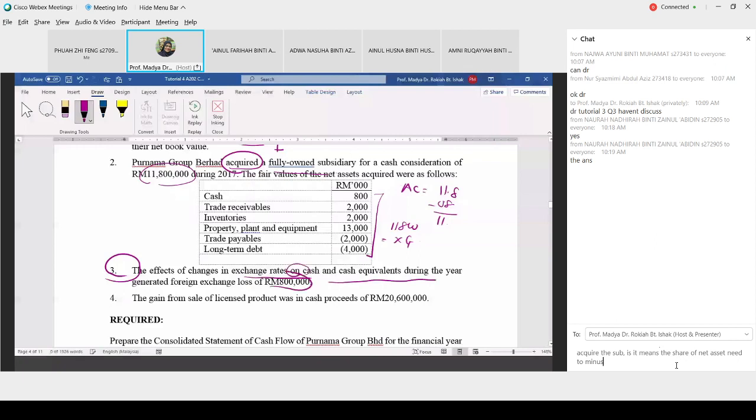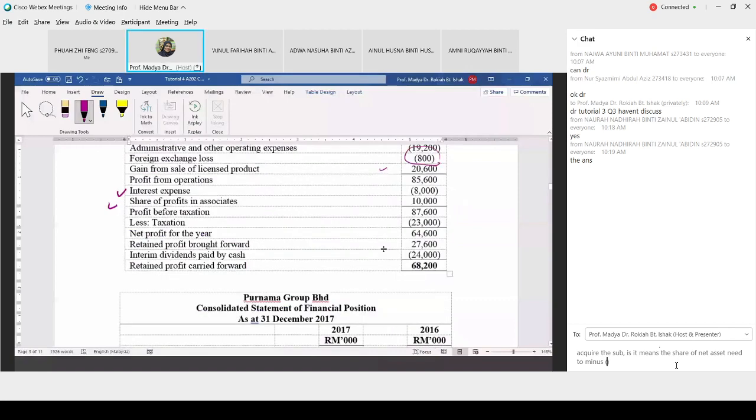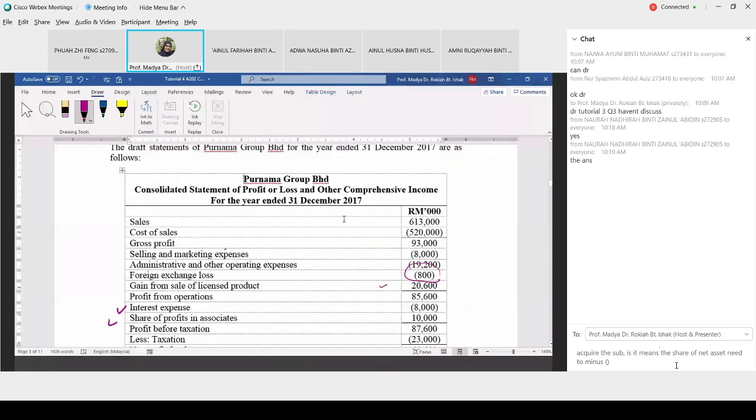Okay, the gain from sales of a licensed product is in a cash proceed of 2,600. So this gain here is already in terms of cash, 2,600. So you need to make an adjustment for that amount. So the gains that you have here, 2,600, is already in cash. So there is no adjustment because you already received this amount in cash. So no adjustment that you need to make. Okay, so we proceed with the answer for this one.